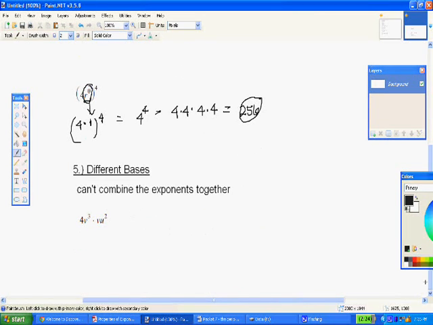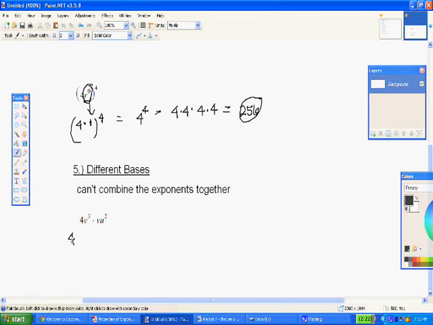Okay, one more rule. What happens when you have different bases? Well, if you have different bases, then you can't actually combine the exponents together. You simply write the different bases together. So go ahead and copy down this example. 4v cubed times vu squared.